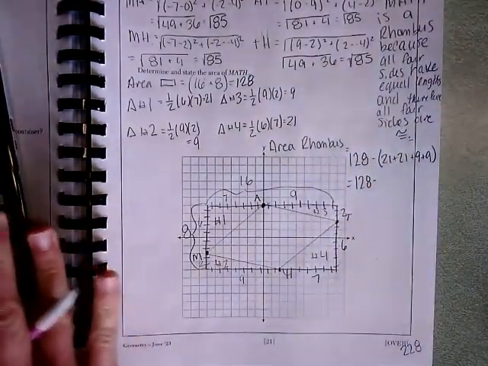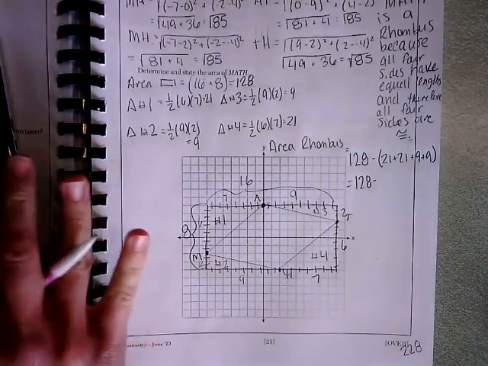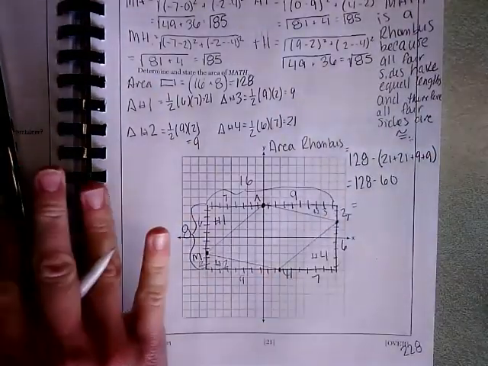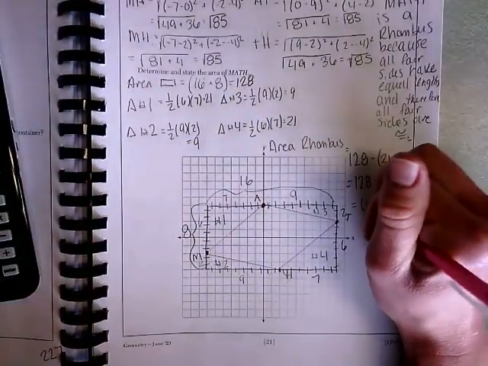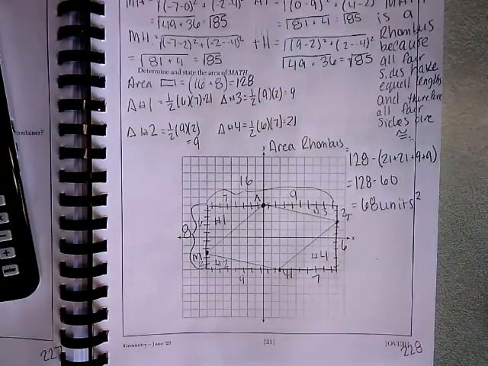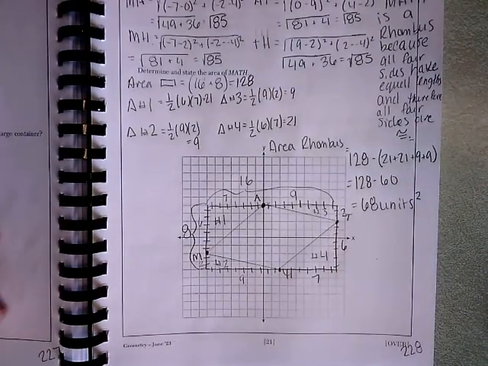So 21 plus 9 plus 9 is 60. So my area is 68 units squared. Okay.